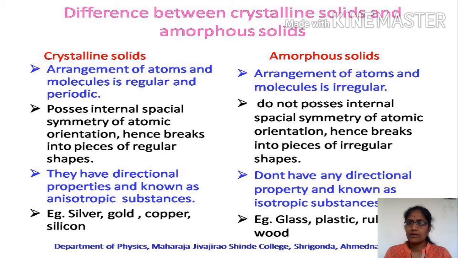Crystalline solids have directional properties. It means that their physical properties remain the same along a particular direction, and this phenomenon is called anisotropy; such substances are anisotropic. Amorphous solids don't show any such directional property, and hence they are called isotropic substances. Their properties do not differ in different directions because there is no periodicity of atomic arrangement. Examples of crystalline solids are silver, gold, copper, and silicon. Examples of amorphous solids are glass, plastic, rubber, and wood.